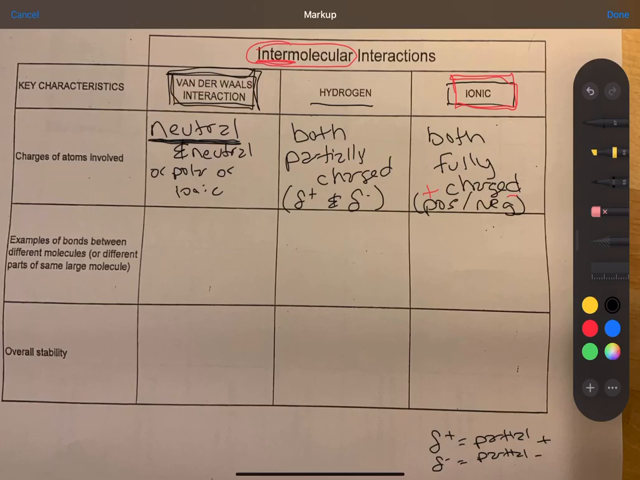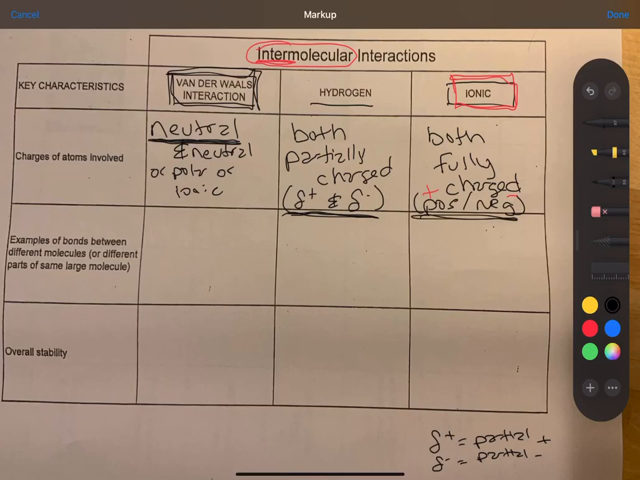It doesn't matter if the neighbor is fully charged, partially charged, or also not charged, van der Waals is going to be the way to go there. If both are partially charged, one positive, one negative, then we're looking at hydrogen bonding. And if both are fully charged, positive and negative, then we're looking at ionic bonding.